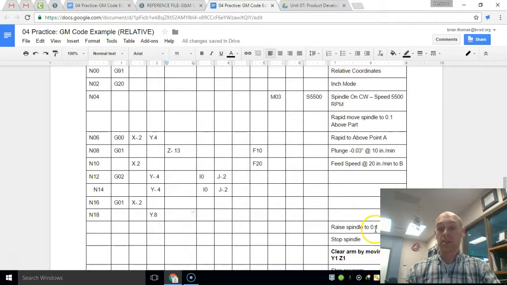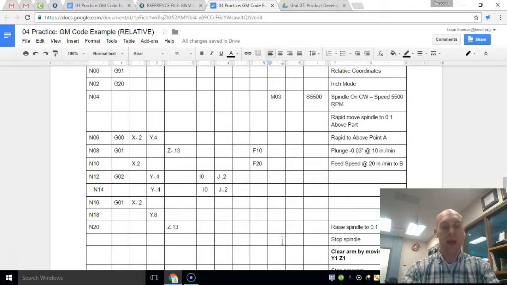So now I need to raise the spindle to 0.1. Well, if I'm at minus 0.13, I'm 3/100ths down. So if I want to go back up to 0.1 above and I'm 3/100ths down, I need to do a z that is a positive 0.13. And that will get me back up to my initial position of 0.1 above. So that's an N20.